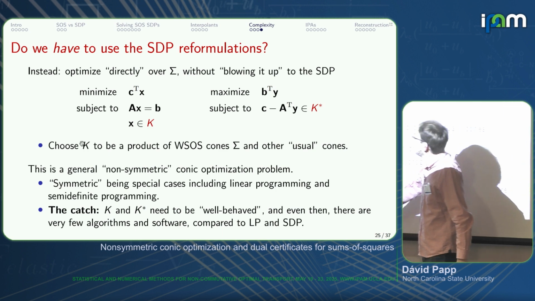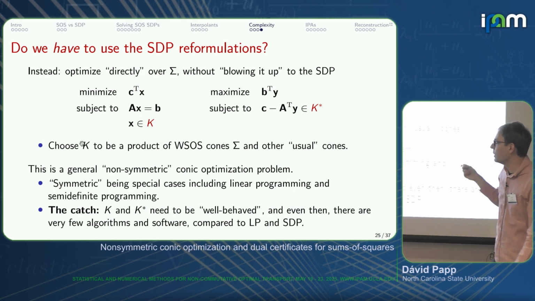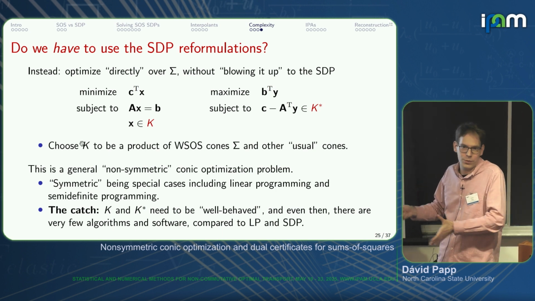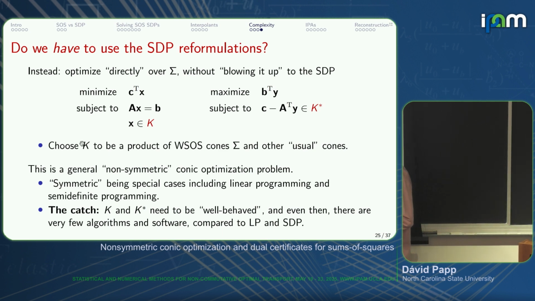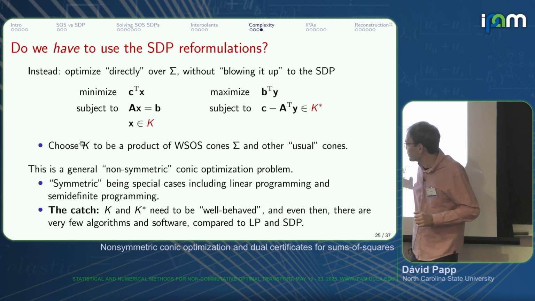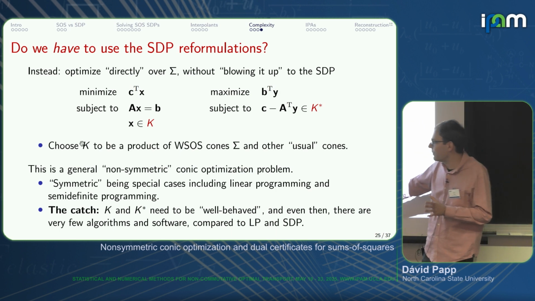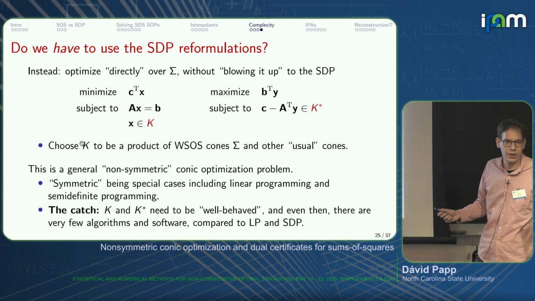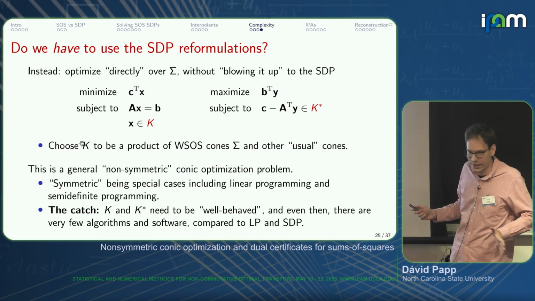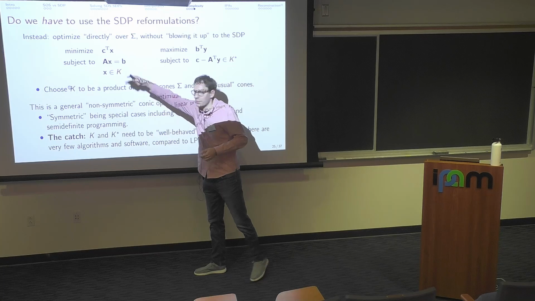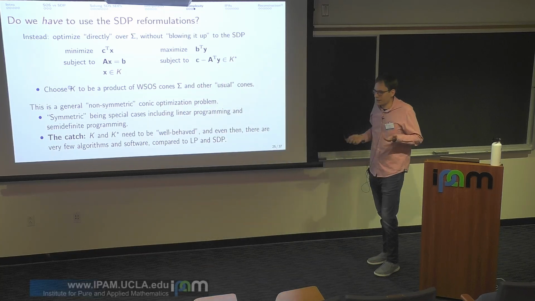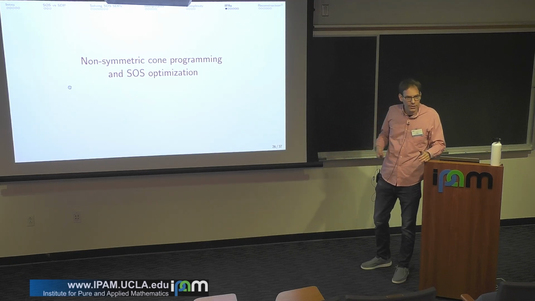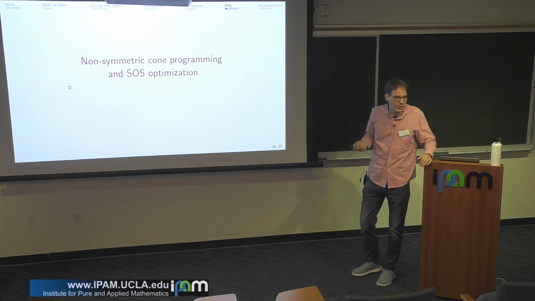Of course, the issue is that, especially once K and K star are different, generally what we need is that both of those cones are really well behaved. We have to understand them as well as we do, say, semi-definite matrices. And that's generally not true for most cones. And what's worse is that even then, there's just very few algorithms in the literature, and even less in terms of actual software. For semi-definite programming, I can pull off the shelf half a dozen free solvers that work really well. As soon as you start putting here any kind of non-symmetric cones, there are very, very few options. So this is one thing that I have been working on for a while. Non-symmetric cone programming algorithms that work generally enough that we can use them for SOS optimization.